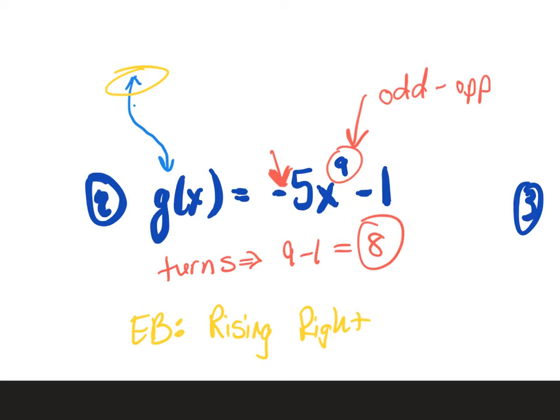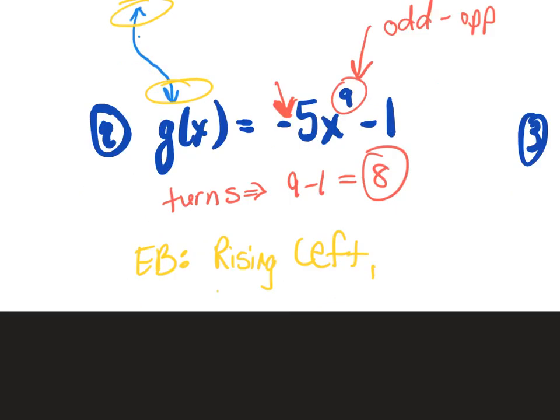Wait, isn't that left? Yes, sorry. Thank you. See, you guys are paying attention. That's good. Rising left, and then what's it doing on the right? Falling on the right. Perfect. Falling right. Good. Very good.